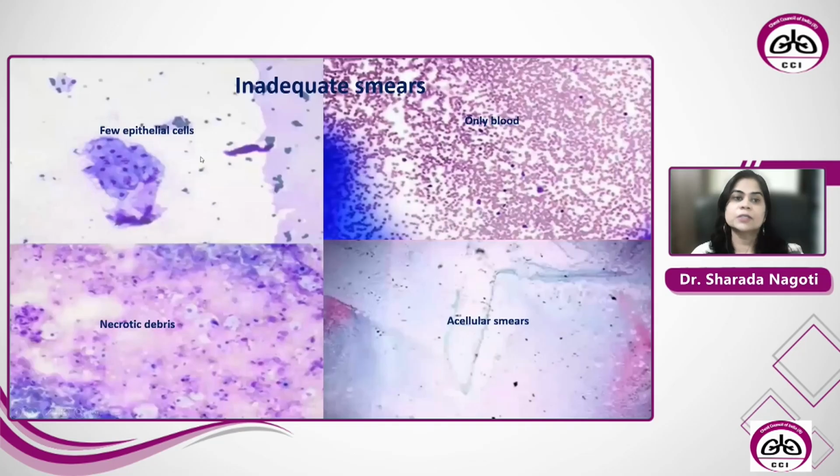While these are inadequate smears because here there are only few epithelial cells, there is only blood here, there is only necrotic debris here, and this is an acellular smear. So these are all inadequate smears.